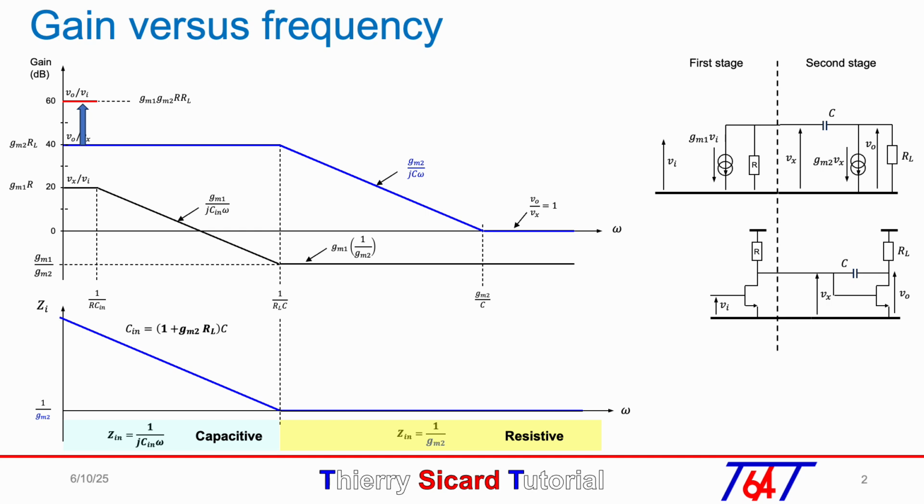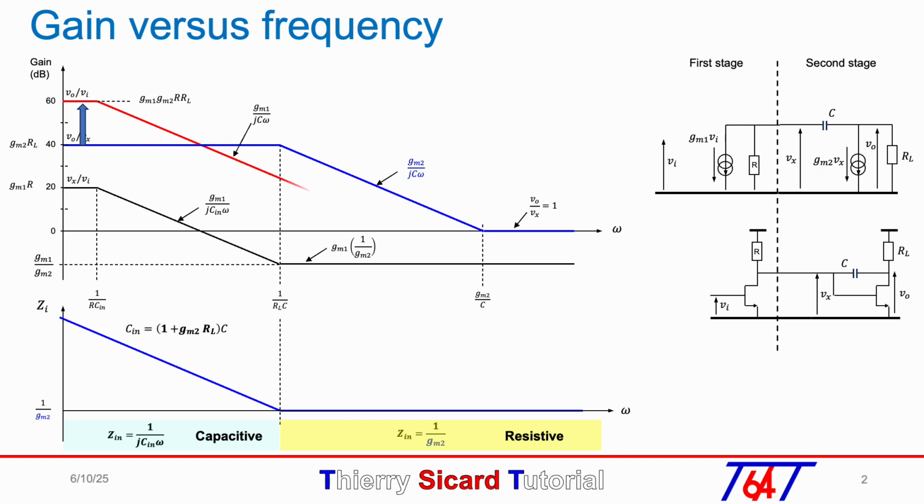By multiplying both black and blue curves between 1 over RCin and 1 over RLC, we will get the gain GM1 over jCinω times GM2 RL. Since Cin can be replaced by GM2 RLC, after simplification we obtain the gain GM1 over jCω.